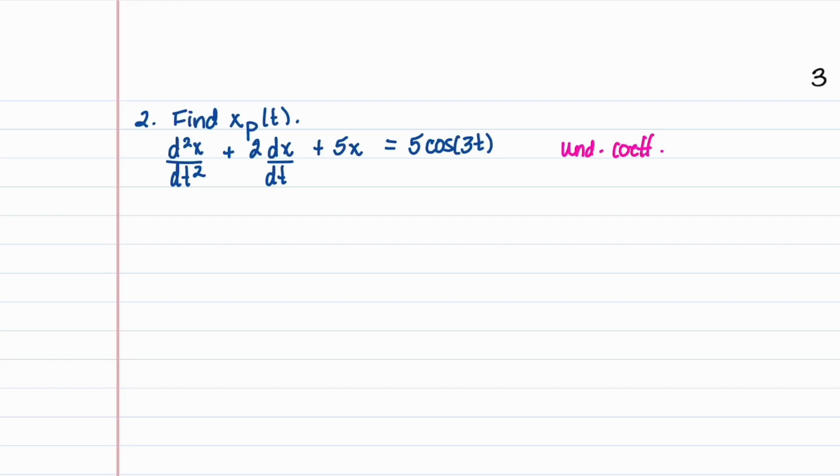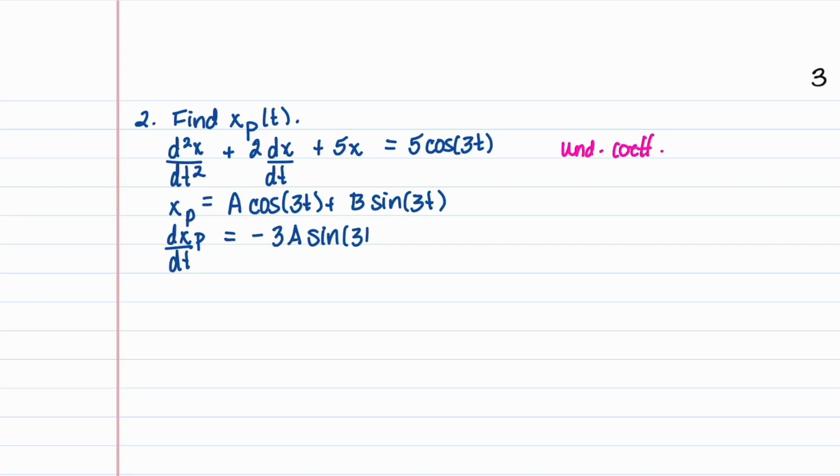Because we have a cosine function on the right-hand side, our particular solution, x sub p, is going to look like this: a times cosine 3t plus b times sine 3t. I have a video on the method of undetermined coefficients if you need to review that. Now we have to take two derivatives. dx sub p dt is equal to minus 3a sine 3t plus 3b cosine 3t.